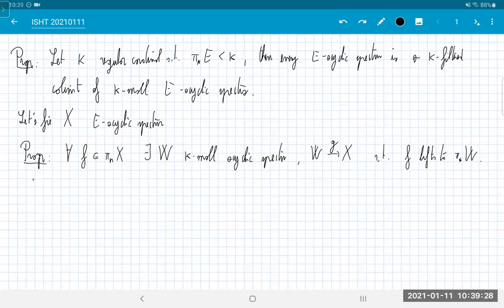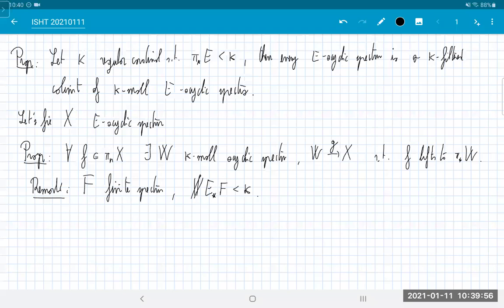So to prove this proposition, first, I have a remark. Suppose that F is a finite spectrum, then the cardinality of the homology is less than kappa. And that's proven as we did last time by showing that the set of spectra such that the cardinality of their homology is less than kappa, remember, the homology is the homotopy groups of the tensor product, is closed under finite direct sums and cofiber sequences. And it contains all the spheres by our hypothesis on E.